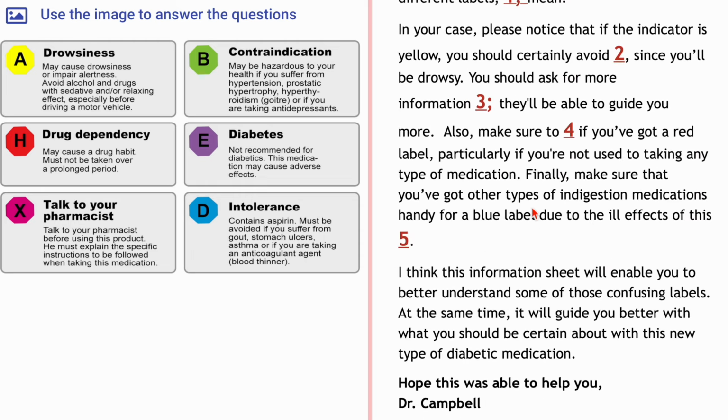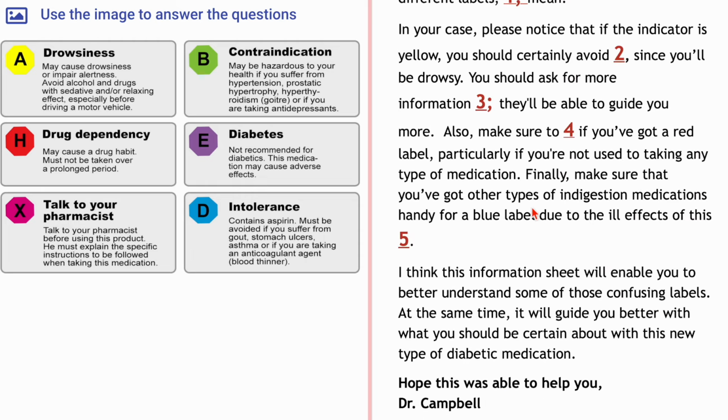Okay, and at the bottom, I think this information sheet will enable you to better understand some of those confusing labels. At the same time, it will guide you better with what you should be certain about with this new type of medication, of diabetic medication. Hope this was able to help you, Dr. Campbell. So it looks like Dr. Campbell wrote Janice about her new medication, which may have some labels or give you warnings about these things.